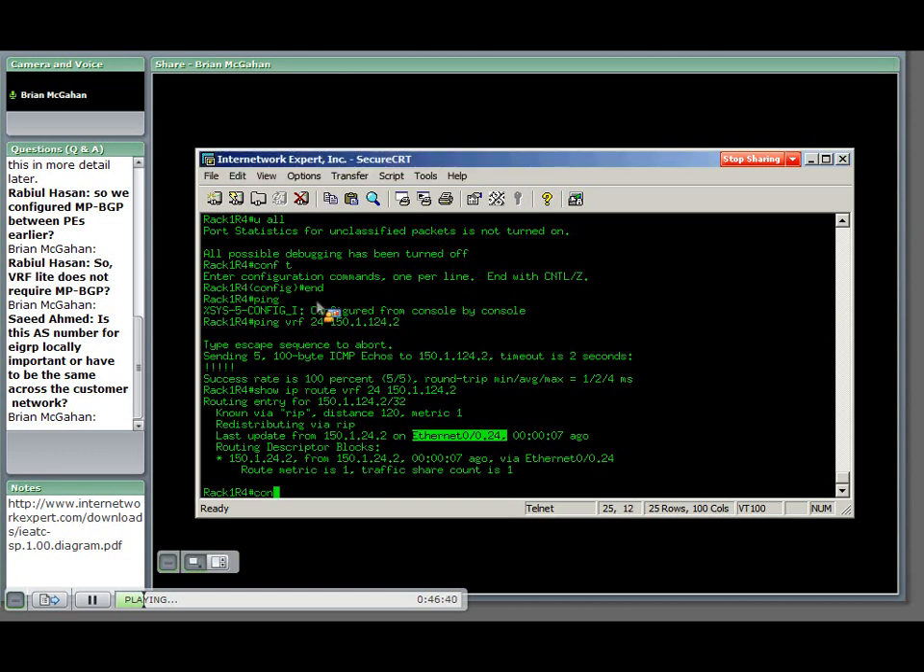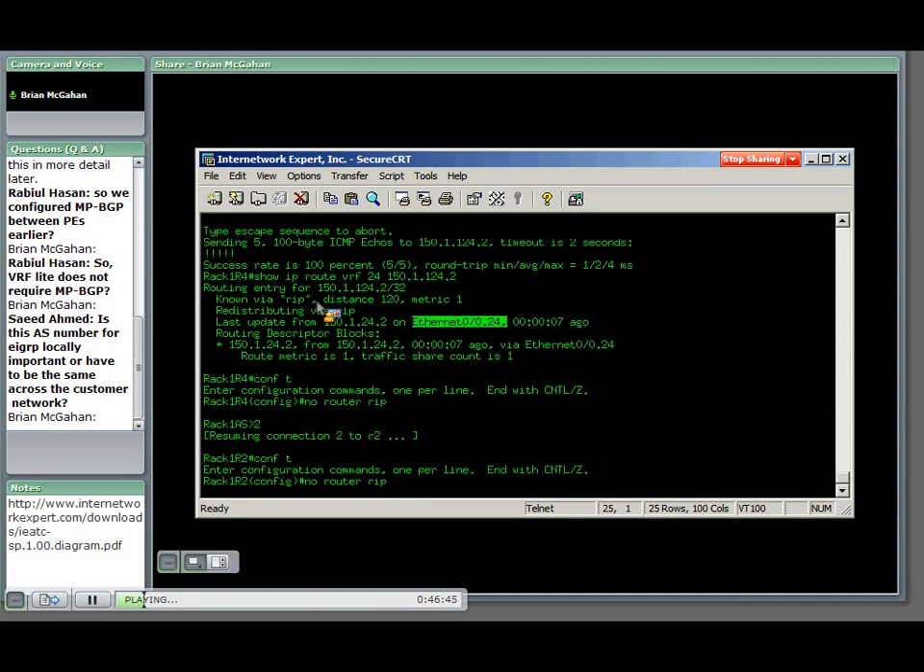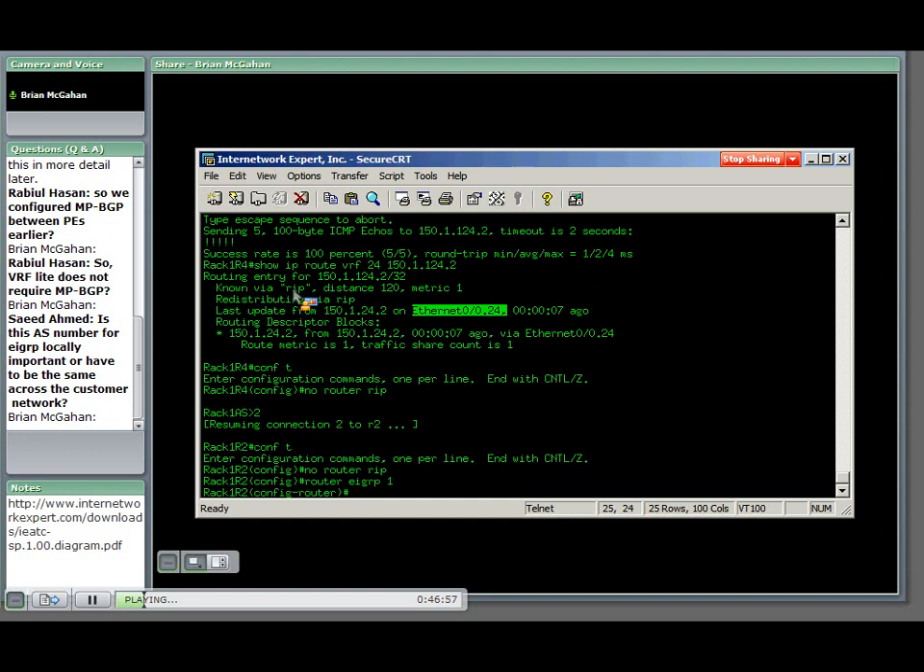Okay, so let's go ahead and get rid of the RIP process here. No router RIP. And we're going to replace this with EIGRP. Globally we'll say router EIGRP 1, but inside the global instance EIGRP 1, we want to run VRF instances. If we were running EIGRP in the global table, this would be the global autonomous system number. So keep that in mind with your design of the network.